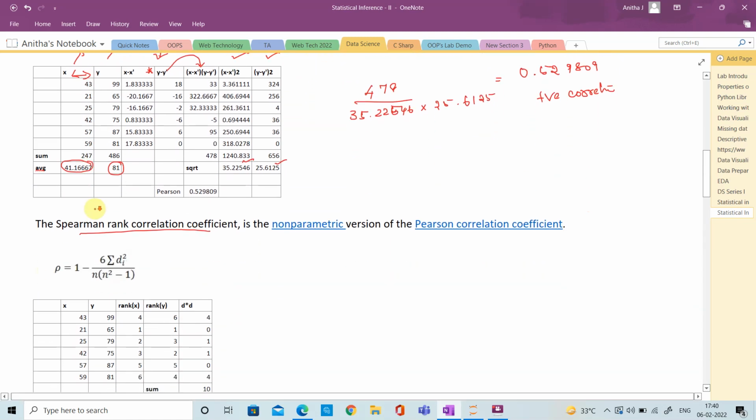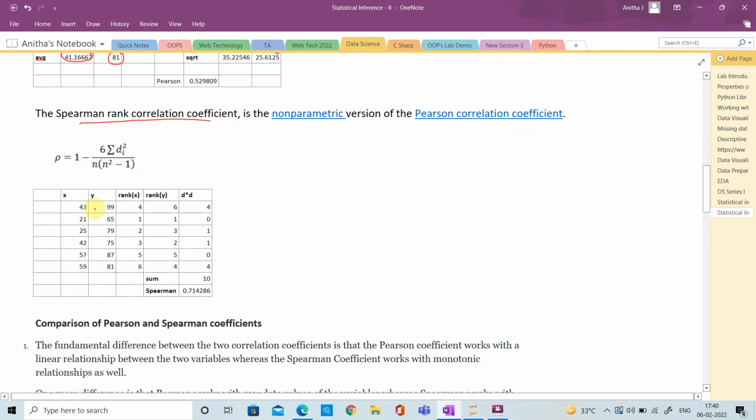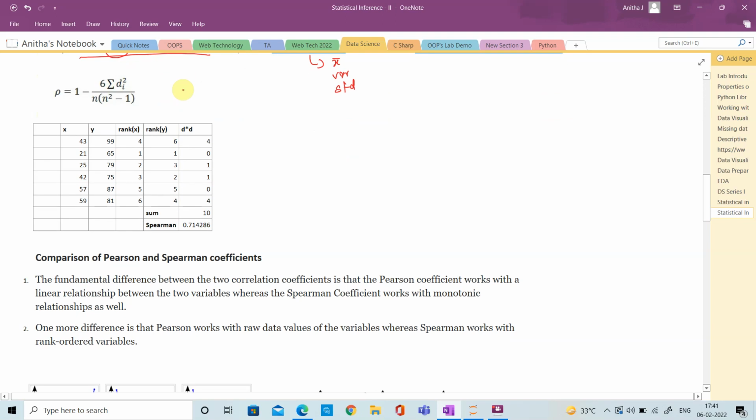And the next way to find out the correlation coefficient is by using the Spearman rank correlation coefficient. And here it is non-parametric. Why is it non-parametric? We are not going to calculate mean, median, or variance, standard deviation. Okay, nothing we are going to calculate. Instead of doing that, we are going to apply a ranking concept. Okay, so Spearman is working based on the ranking concept.